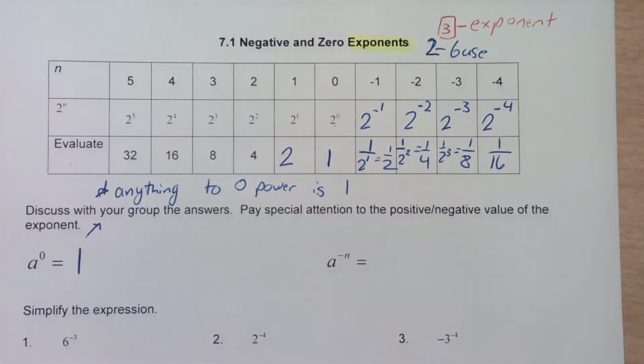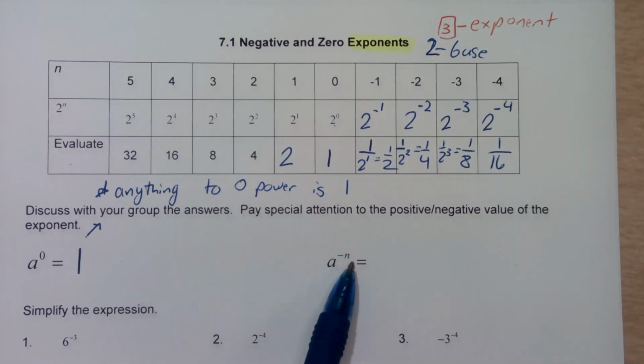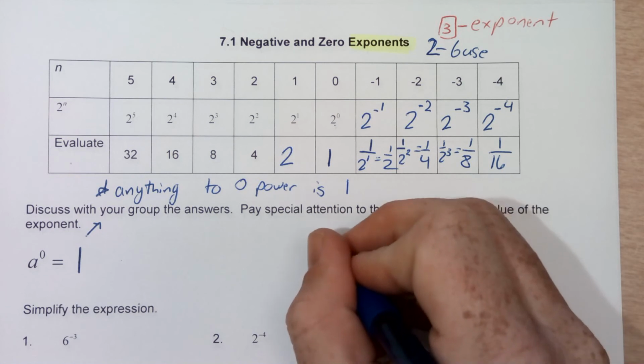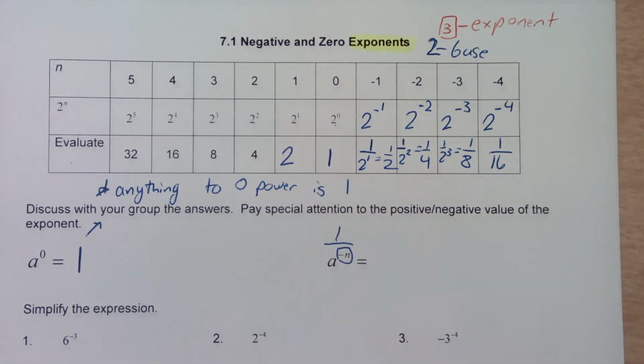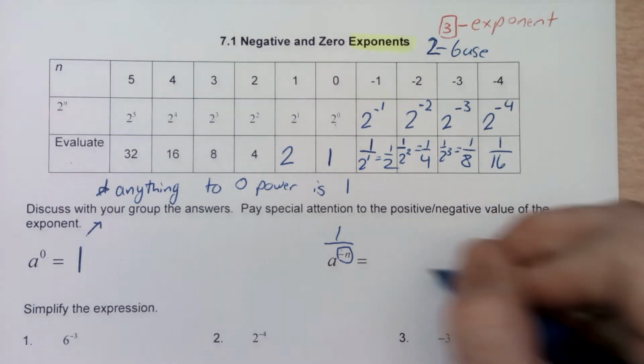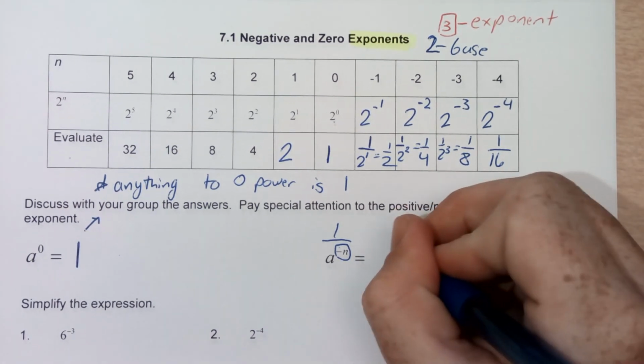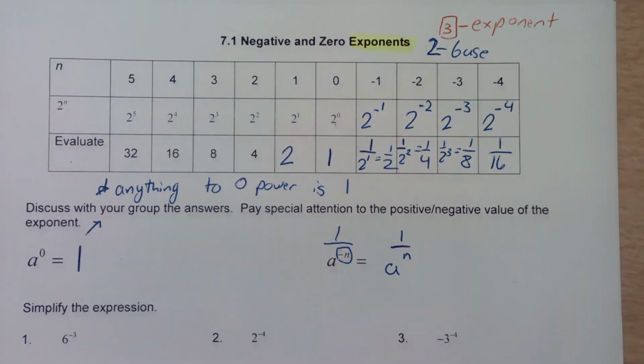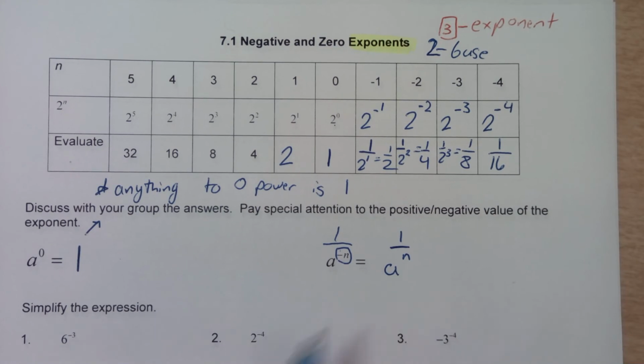All right. My next rule, anytime I have a negative exponent, so this is a negative exponent, I move this all the way to the bottom and I put a 1 over it, and this becomes positive. Okay. So a to the negative n would turn into 1 over a to the positive n. Okay, anytime we have a negative exponent, we put a 1 on top and then we move it to the bottom and change our exponent to positive.